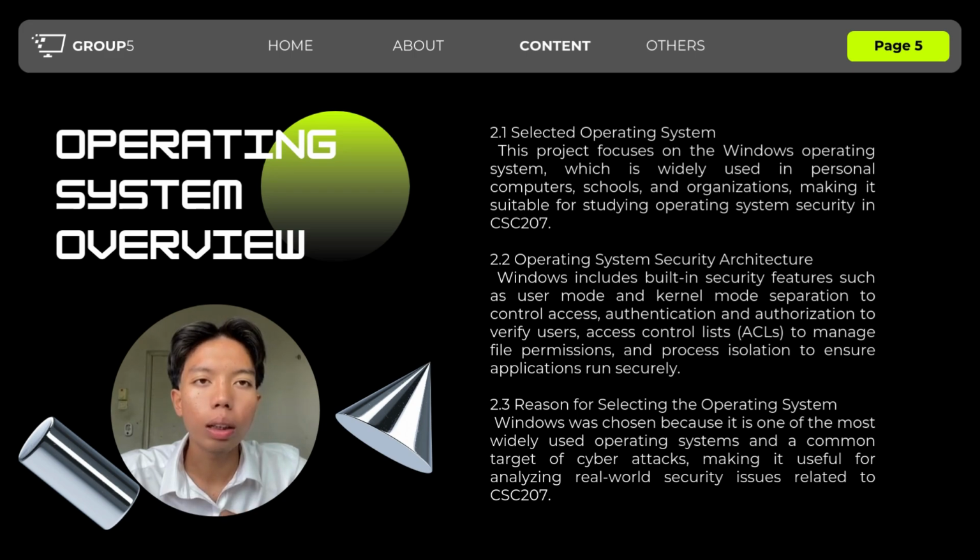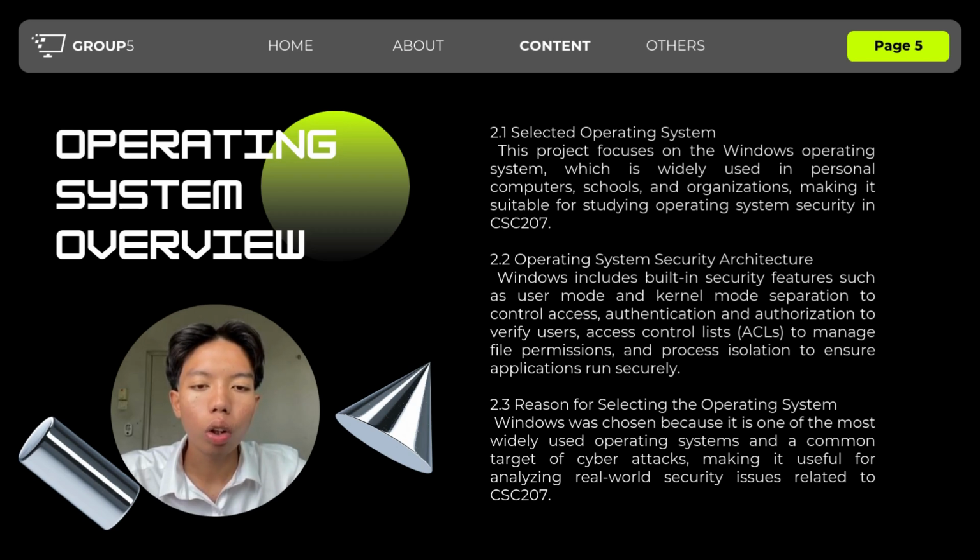So next we're going to look at the operating system security architecture, where we could see that Windows implements built-in security features such as, for example, the separation of user mode and kernel mode to limit access levels, authentication and authorization to verify user identities, access control lists, or ACLs, to manage file permissions, and process isolation to ensure applications run independently and securely.